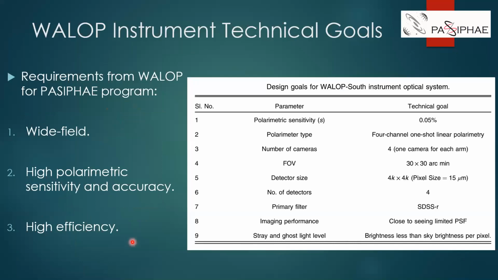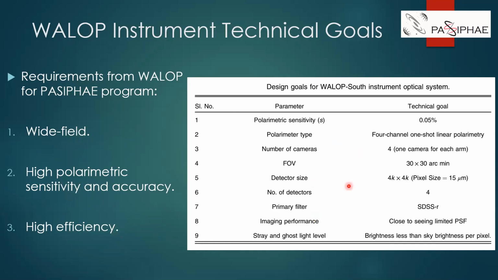Now coming to the WALOP instrument details and design goals. As you would guess from the requirements of the PASIPHAE survey, broadly the requirement for WALOP is that it should be wide field, and it should have high polarimetric sensitivity and accuracy, because we are looking at the galactic polar regions where the polarization is really low. So we need to have high accuracy and high efficiency. By efficiency, I mean time efficiency, so that we can carry out observations much faster.